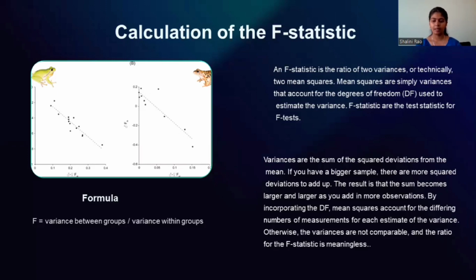If you have a bigger sample, there are more squared deviations to add up. The result is that the sum becomes larger and larger as you add in more observations. By incorporating the df, mean squares account for the differing numbers of measurements for each estimate of the variance. Otherwise, the variances are not comparable and the ratio for the F statistic is meaningless. We have the formula for F statistic, which is F is equal to variance between groups divided by variance within groups.